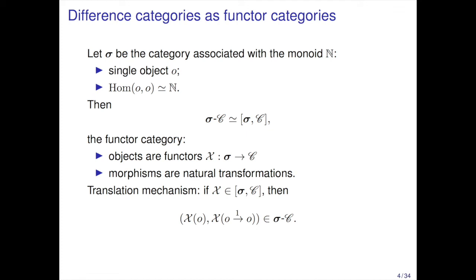How do you get the translation mechanism from one side to the other? Well, if you take a functor from this category Sigma to C, then when you evaluate it on the object, you get an object of C, and when you evaluate it on the action of 1, you get a self-map, so that gives you an object of the difference category. The other way is also very easy.